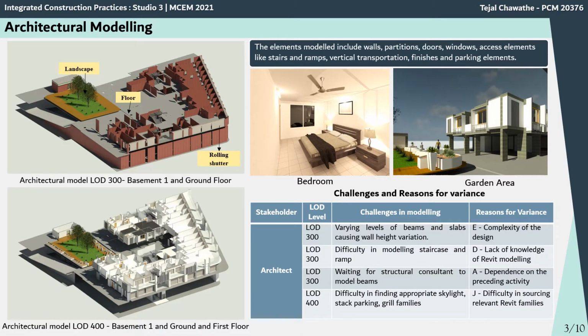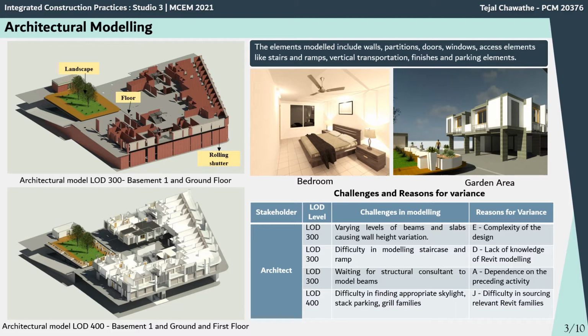The images here show the architectural model, first of the LOD 300 level in the top and below it of the LOD 400 level, which is more detailed. Certain parts of the model were detailed further, like a particular apartment's bedroom and the garden area of the podium.